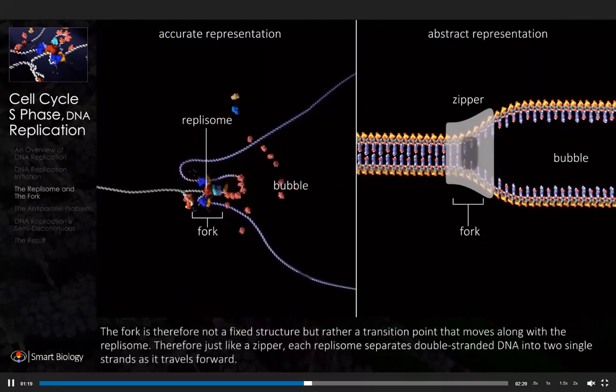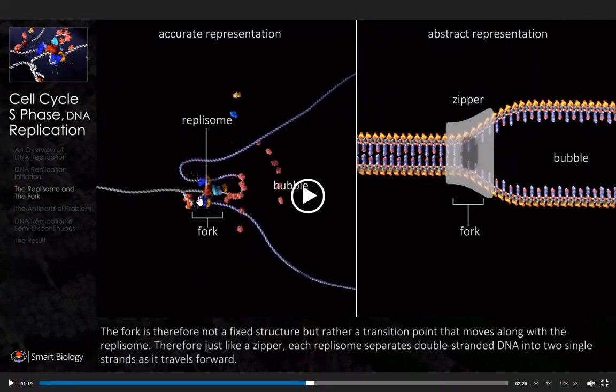So the fork is not a fixed structure, obviously. The fork is something that is moving along the DNA. It's a transition point that moves along the replisome. And just like a zipper, each replisome will separate the double strand because of the presence of the helicase, remember, in that replisome. It will separate the two strands, and then the single-stranded binding proteins will keep the single strands apart until they have been replicated.